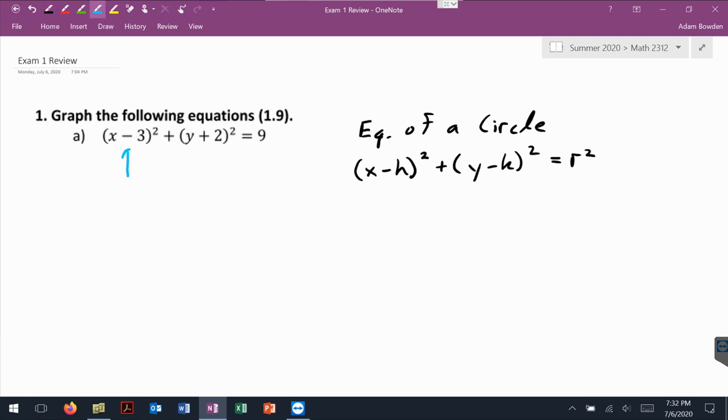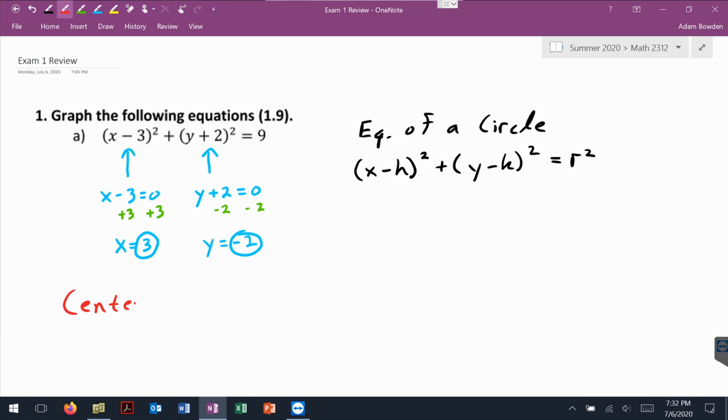And we're going to be able to figure out the h and the k by these numbers that are inside the parentheses. I often just set those equal to 0. So we have x minus 3 equal to 0 and y plus 2 equal to 0. And I'll go plus 3 here to add the 3 over. So we have x equal 3, and we'll subtract the 2 over, y equal negative 2. And so those are going to be our numbers for the center. So the center of this circle is the point 3 comma negative 2.